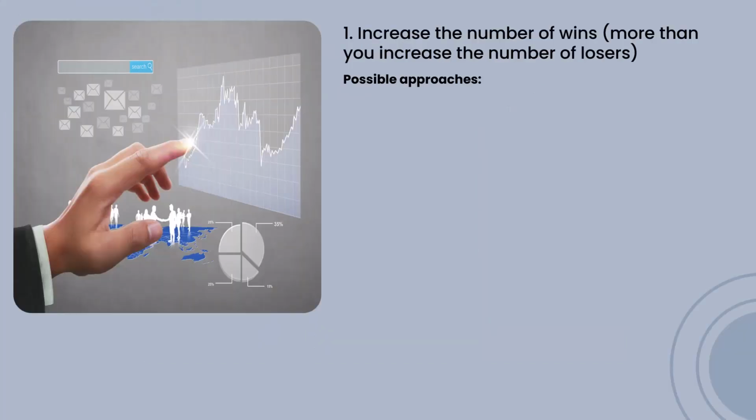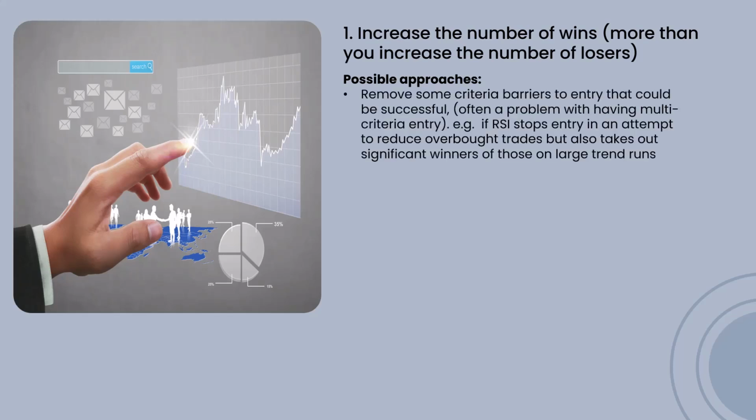So let's look at firstly increasing the number of wins more than you increase the number of losers. The potential approaches with this are as follows. First of all, we could remove some criteria barriers to entry that could be successful. Often we get carried away as traders and keep on adding more indicators and more indicators, making our charts look very pretty, but often they don't make a massive amount of difference apart from putting extra filters in place to stop us entering trades.